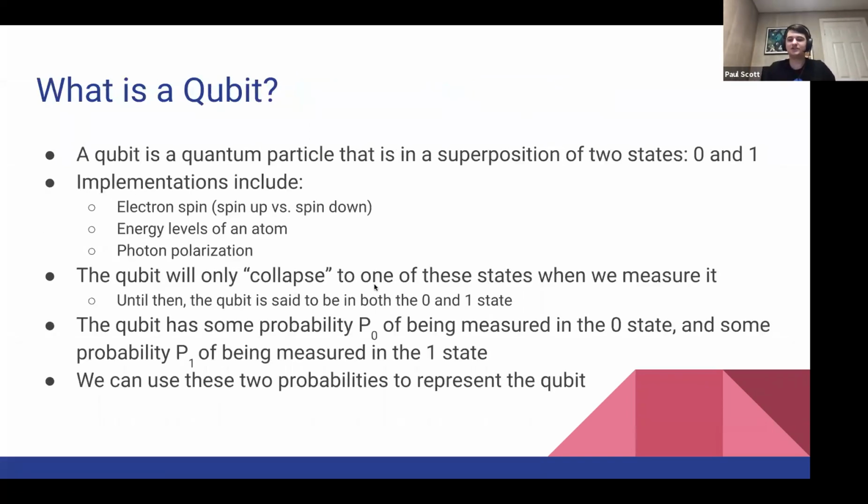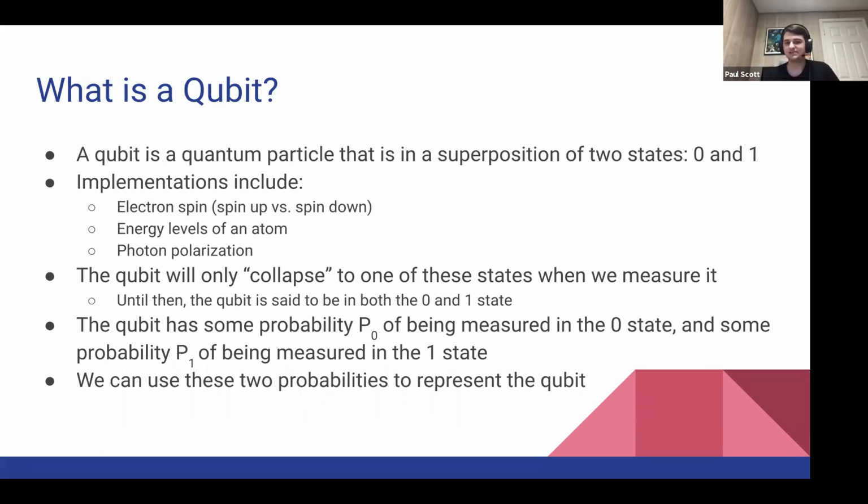So I mentioned earlier this idea of a qubit. So what really is a qubit? How is it implemented and what does it do? So a qubit is a quantum particle that is in what's known as a superposition of the two states 0 and 1. And so this idea in quantum physics is that we can't know the state of this particle while we're not observing it. And so we consider it to be in a superposition of all the two possible states until we actually perform a measurement of it. Then it has to go to one of the states, either 0 or 1.